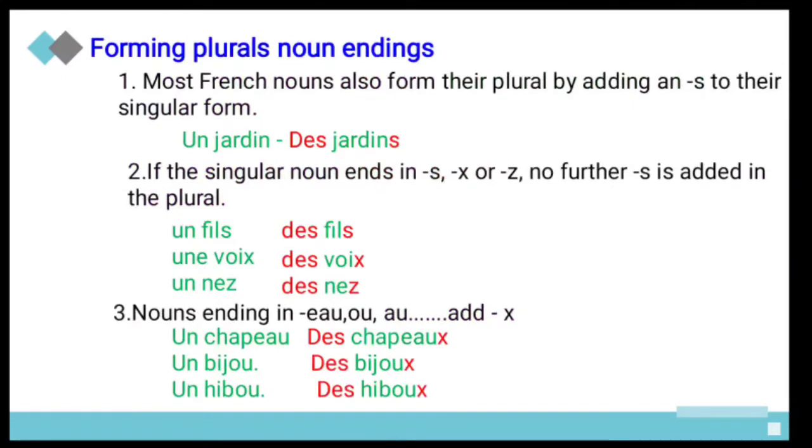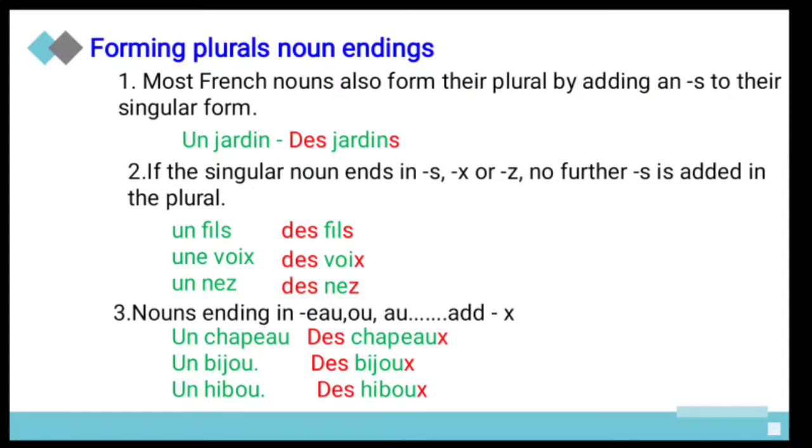So forming plural noun endings. How to form the plural noun endings? So first one, what is the first rule? Most French nouns also form their plural by adding s to their singular form. So this is the general one. In English also we add s for the plural noun. So in French also there is a first rule. So we have to add s, yes, that is general.